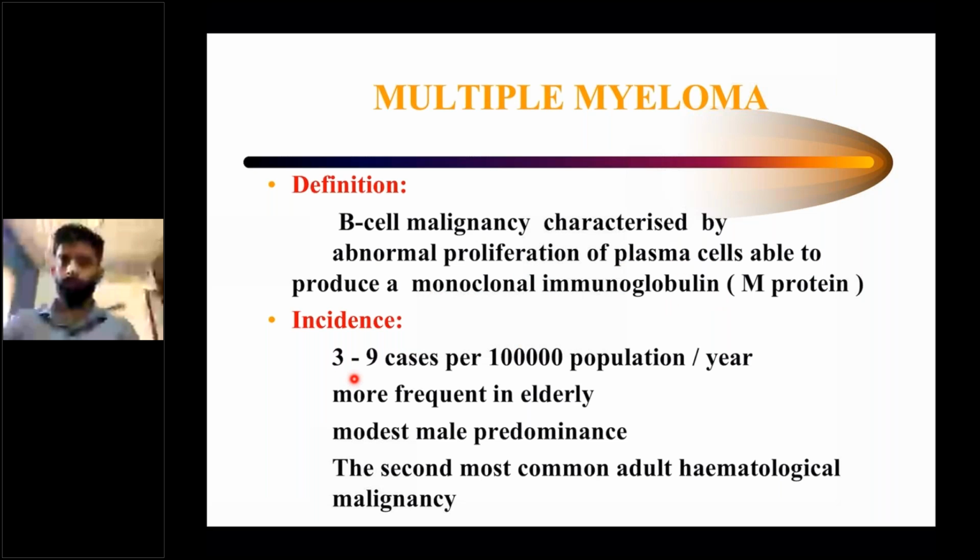The incidence is 3 to 9 cases per 1 lakh population per year. It's obviously more frequent in the elderly because it's a neoplasm. There's modest male predominance. Males are more affected than females. And it is the second most common adult hematological malignancy.